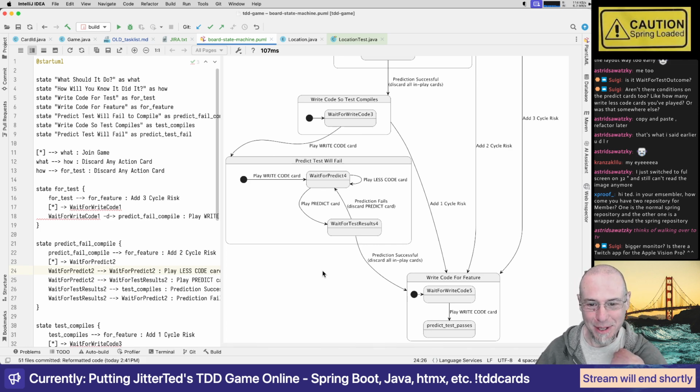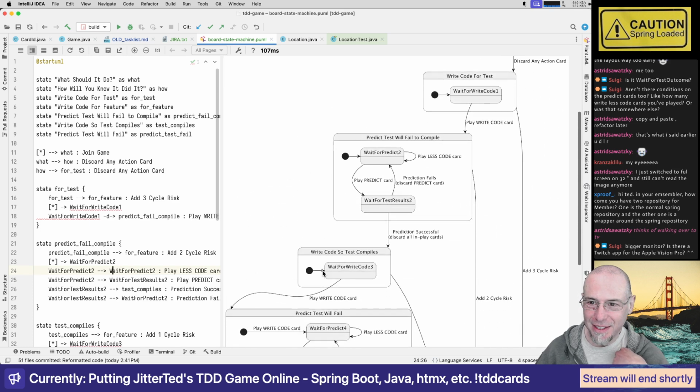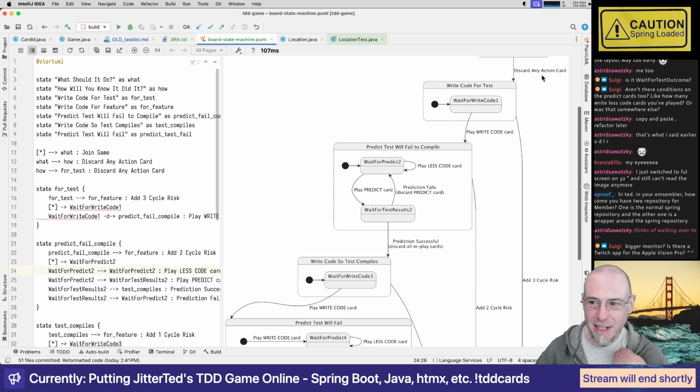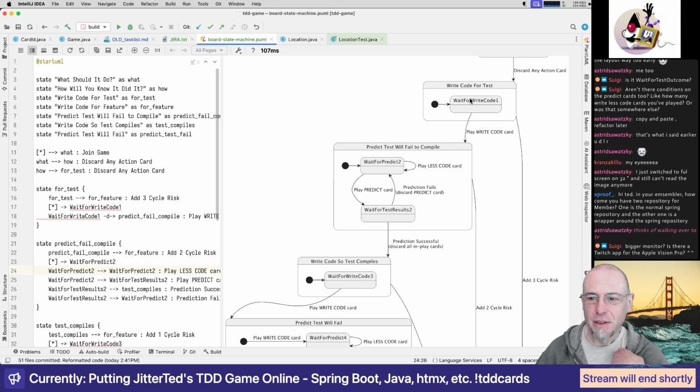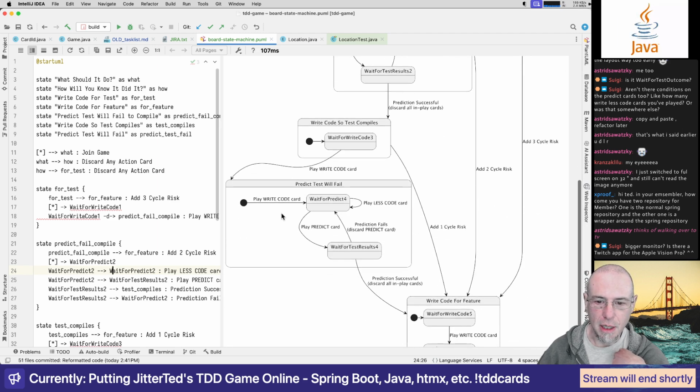I can make this bigger. I'm not sure how much that will help. So we discard any action, write code for test. We wait for write code. The way we exit is we play write code. We enter by waiting for a predict. If we play less code, we're still back at waiting for predict. We play the predict card, and now we're waiting for test results. So this is fine. This is similar to the other one.